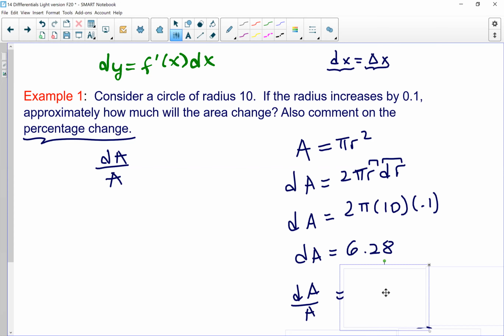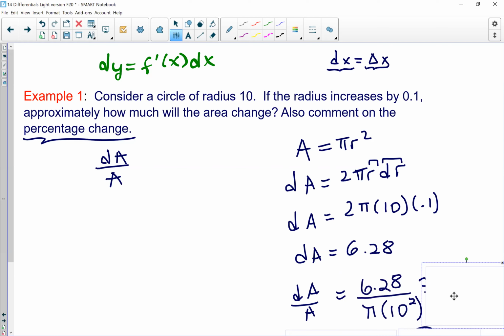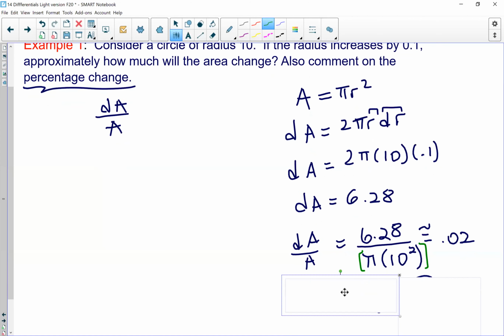6.28 divided by pi times 100. And then you can put that into the calculator. Just be careful, because when you do this in the calculator, make sure you have on the bottom a set of parentheses to contain all of that. And that turns out to be 0.02. And to convert that into a percentage format, multiply it by 100. So percentage change in area is about 2%.